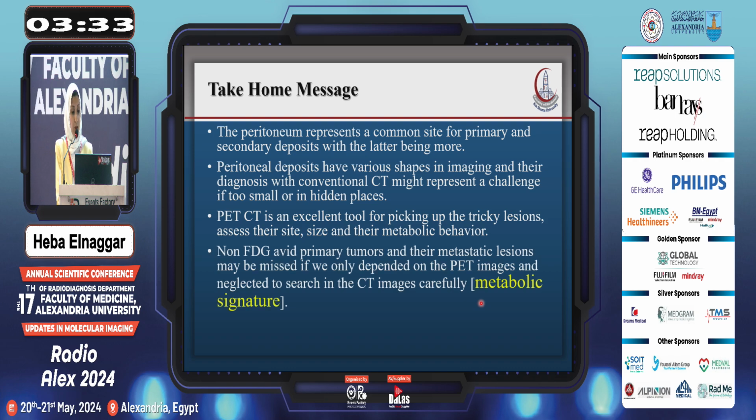Non-FDG avid primary tumors and their metastatic lesions may be missed if we only depend on the PET images and the avidity of the lesions, and then we neglect to search carefully in the CT images, what's called the metabolic signature. You have to keep it in your mind. And last, PET-CT pre-operative staging is mandatory.